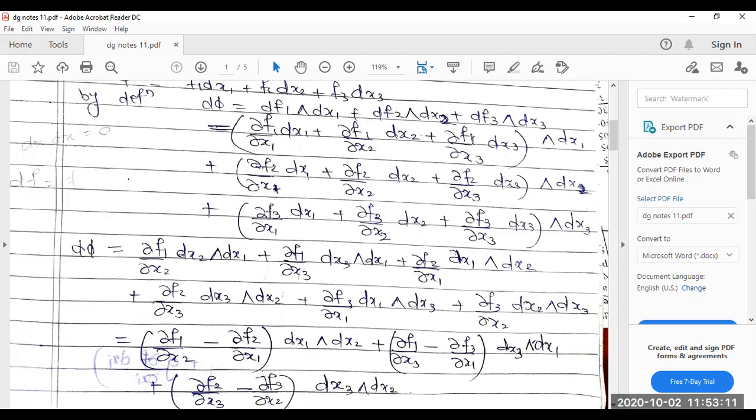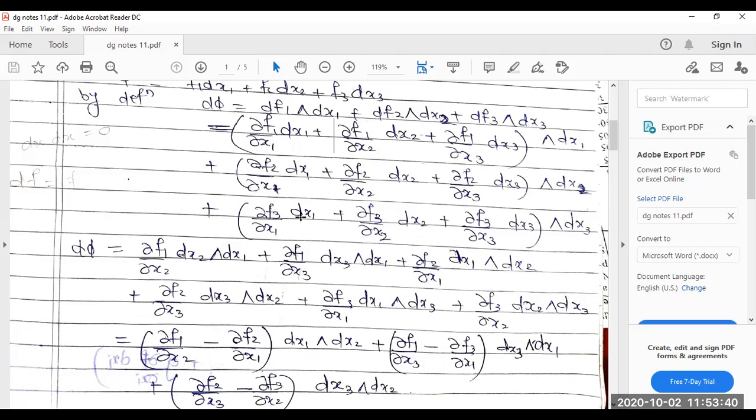And then we have the term ∂f1/∂x3 dx3 wedge product with dx1. In the second term, we will have ∂f2/∂x1 dx1 wedge product with this dx2. But the second term of this expression should be 0. Why? Because dx2 wedge product with dx2 is 0. Next, ∂f2/∂x3 dx3 wedge product with dx2 is equal to this term as we have written here.